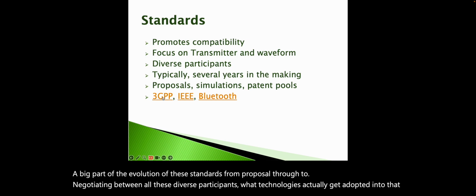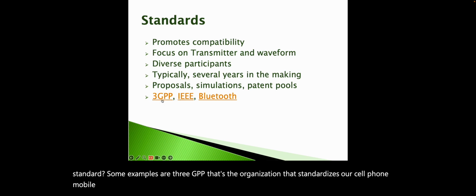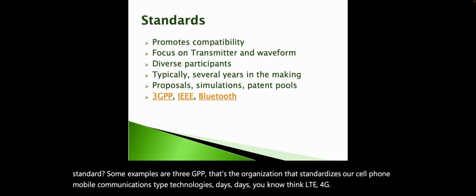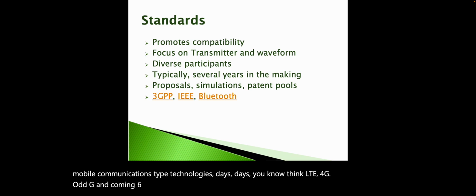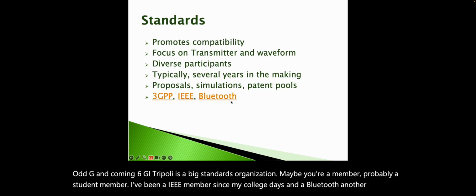Some examples are 3GPP. That's the organization that standardizes our cell phone, mobile communications type technologies these days. Think LTE, 4G, 5G, and coming 6G. IEEE is a big standards organization. Maybe you're a member, probably a student member. I've been an IEEE member since my college days. And Bluetooth, another example. There's a whole bunch more.